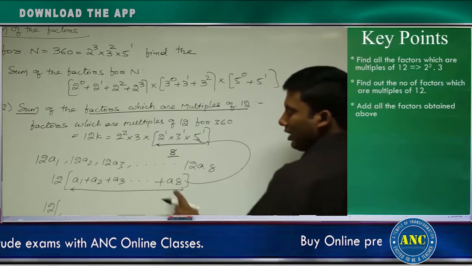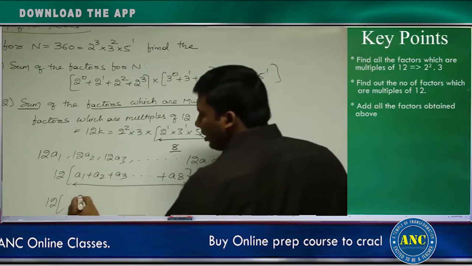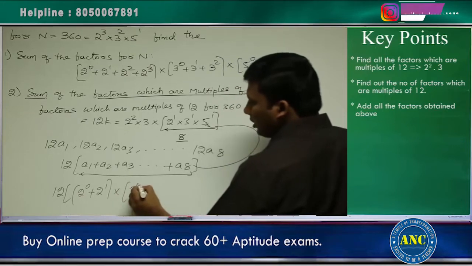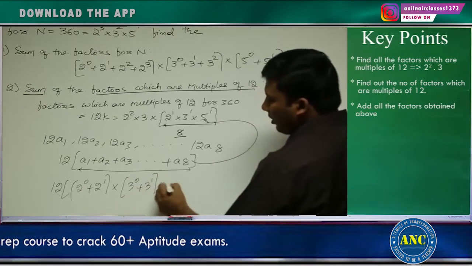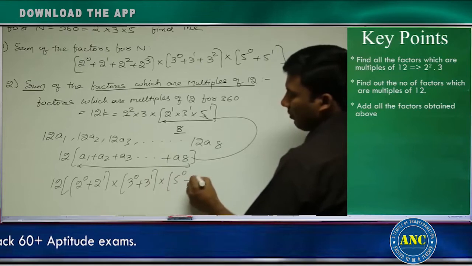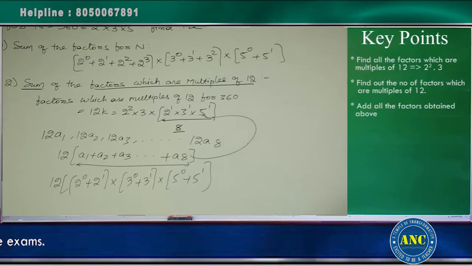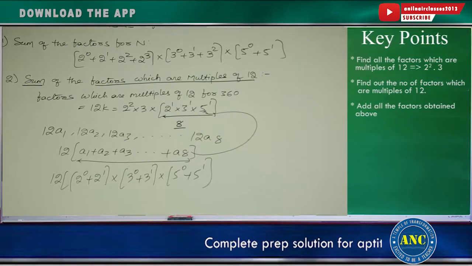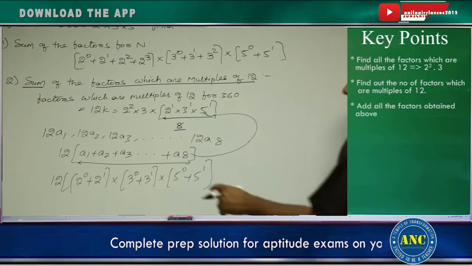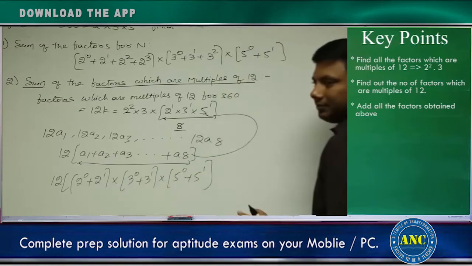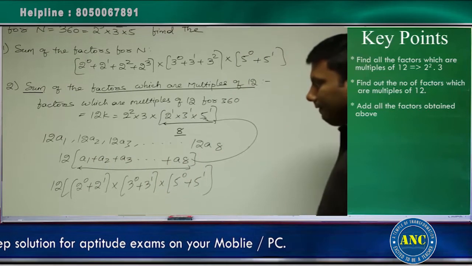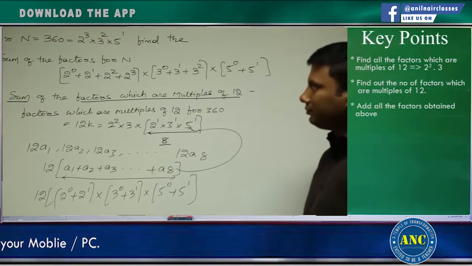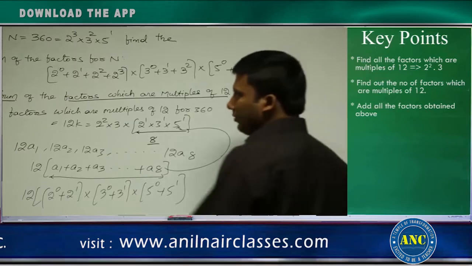What is the sum of the factors of this number? 2 power 0 plus 2 power 1. For 3 power 1, what will be the answer? 3 power 0 plus 3 power 1. For 5 power 1, what will be the answer? 5 power 0 plus 5 power 1. So, first take all the factors which are multiples of 12, then add all of this. If you add all of this, 12 will be common, times a1 to a8. That is the sum of the factors which are multiples of 12. This is one way to solve. This is method 1.